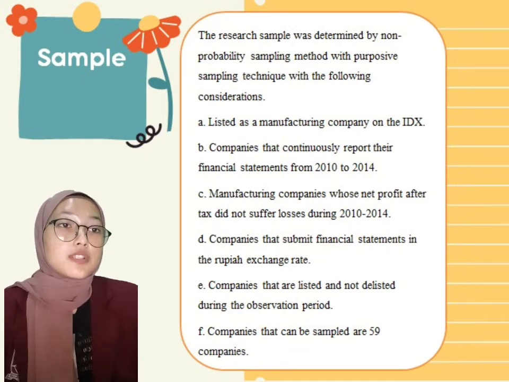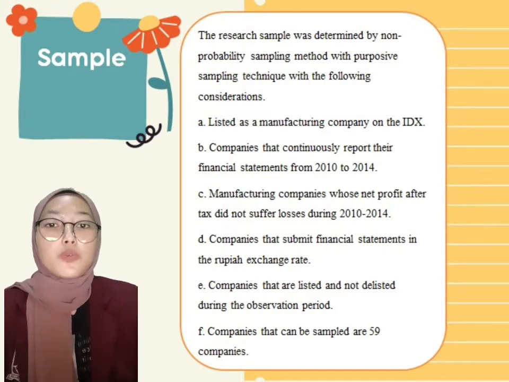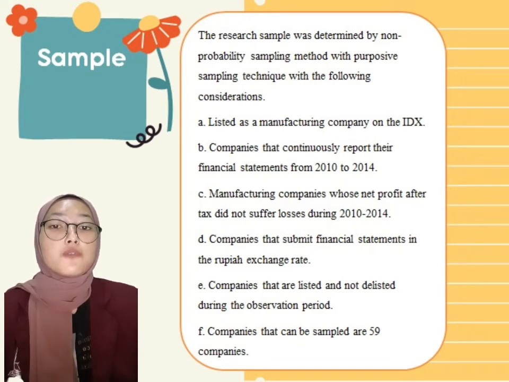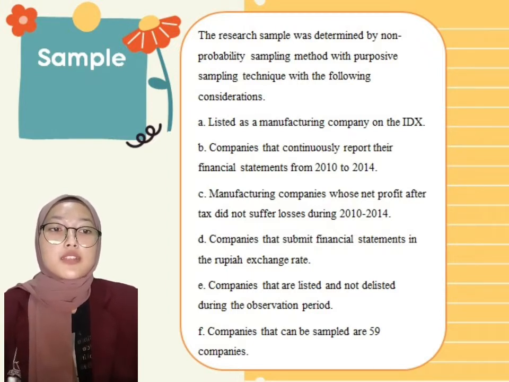Second is the sample. The research sample was determined by the non-probability sampling method with the purposive sampling technique with the following considerations. A. Listed as a manufacturing company on the IDX. B. Companies that continuously report their financial statements from 2010 to 2014. C. Manufacturing companies whose net profit after tax did not suffer losses during 2010 to 2014. D. Companies that submit financial statements in rupiah exchange rate. E. Companies that are listed and not delisted during the observation period. F. Companies that can be sampled are 59 companies.